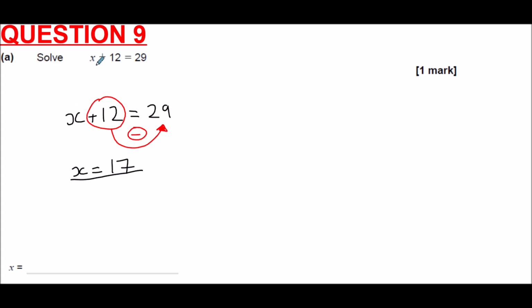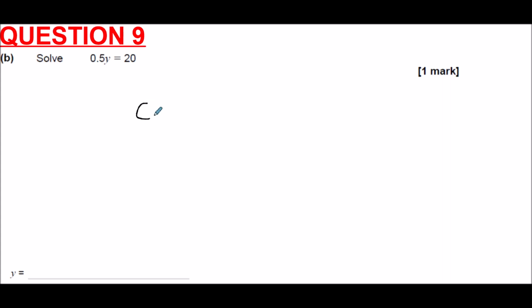You can just do these by inspection as well sometimes, just by looking. What number, when you add 12 to it, gives you 29? Well, 17 plus 12 is 29. So x has got to be 17 to make this one work. So for part A, x equals 17.